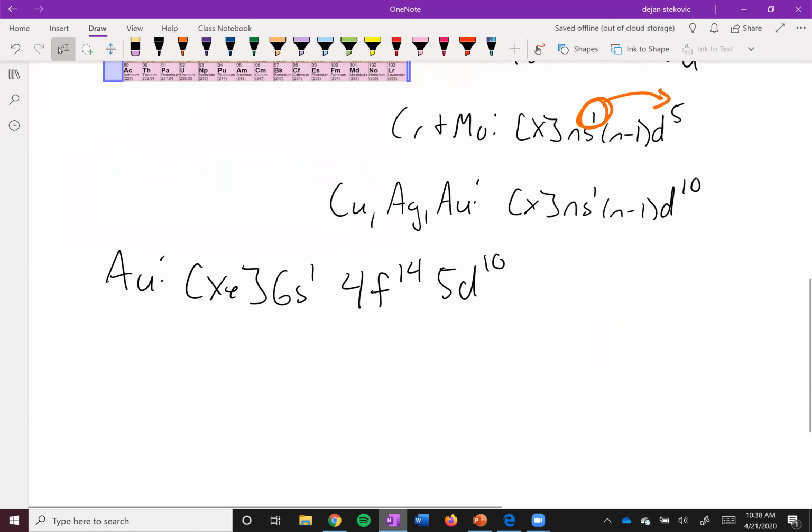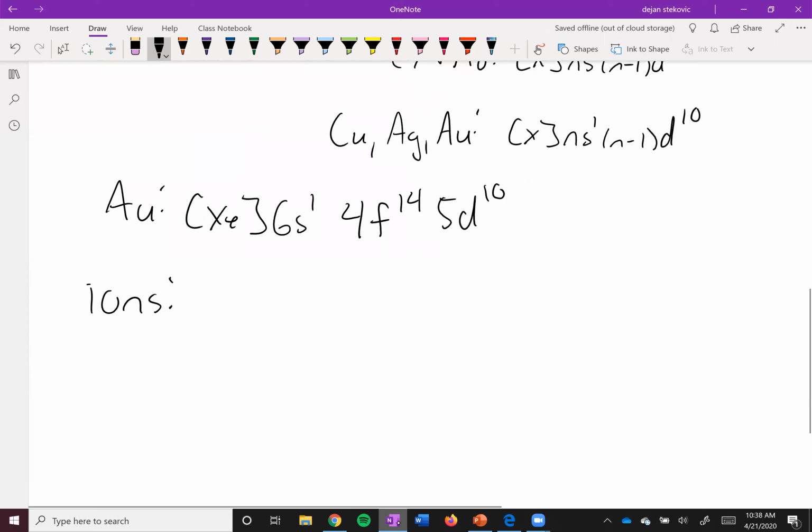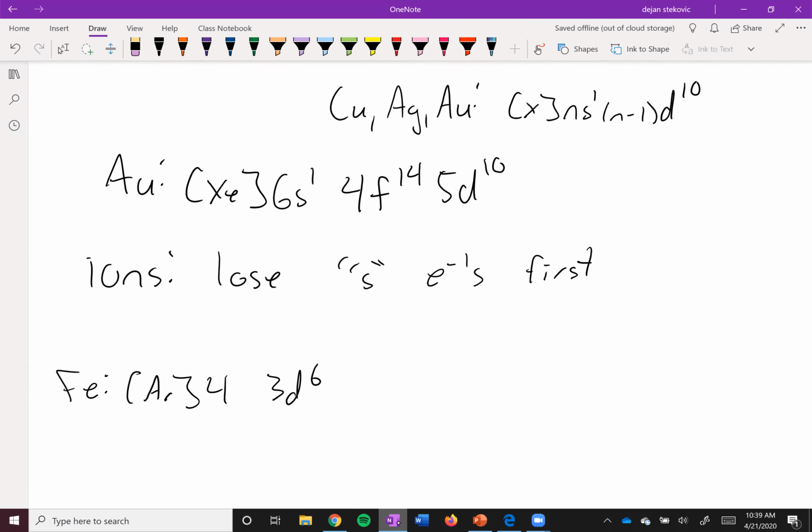Another thing you want to remember from Chem 101 is when transition metals form ions, what do they lose? They lose the s electrons first. So for example, iron is like argon, then 4s2, 3d6. If we think about iron 2+, it's now lost 2 electrons, so still like argon, but instead of losing the d electrons, it's going to lose the s electrons first, so it's 3d6. So all that should be reviewed. If you have any concerns, review some stuff and let me know.